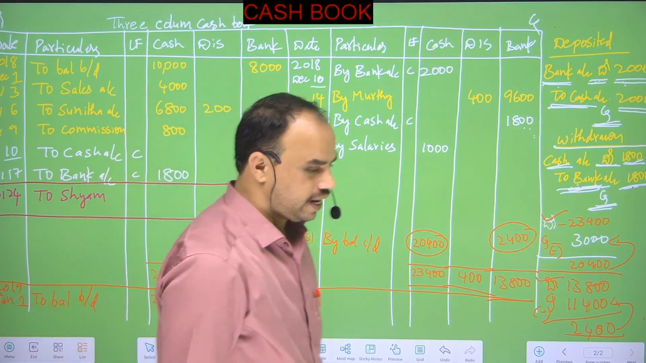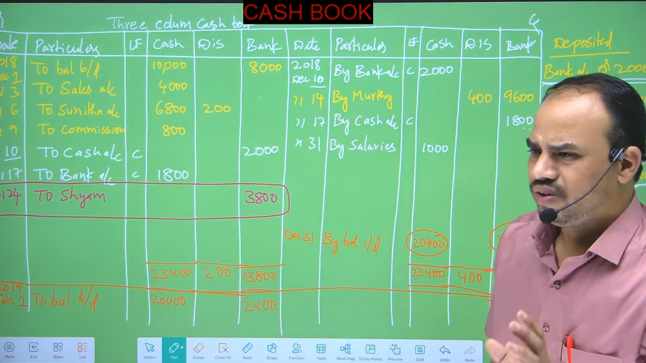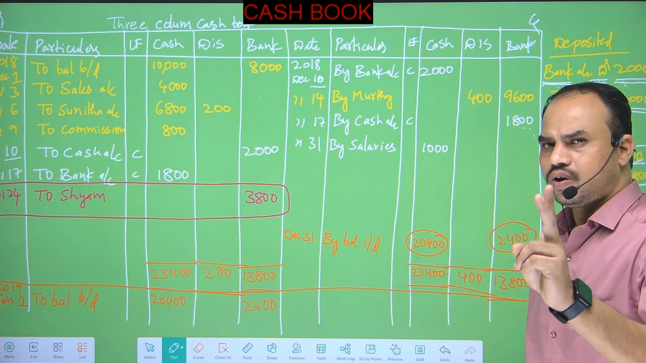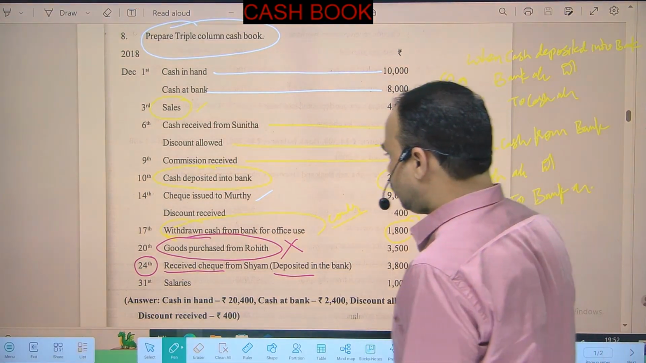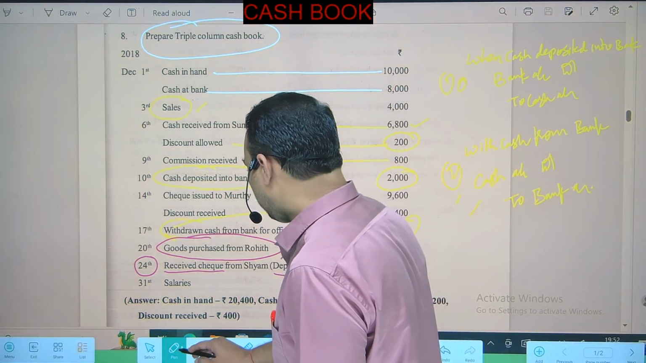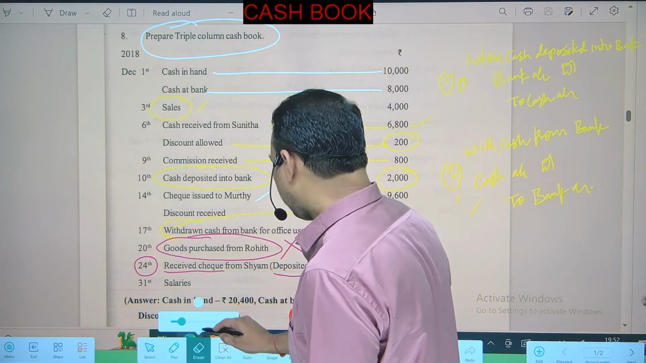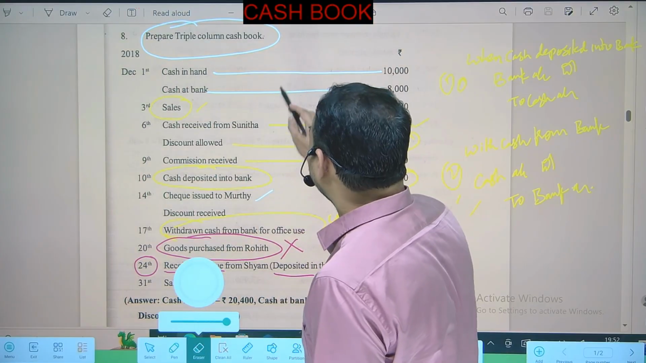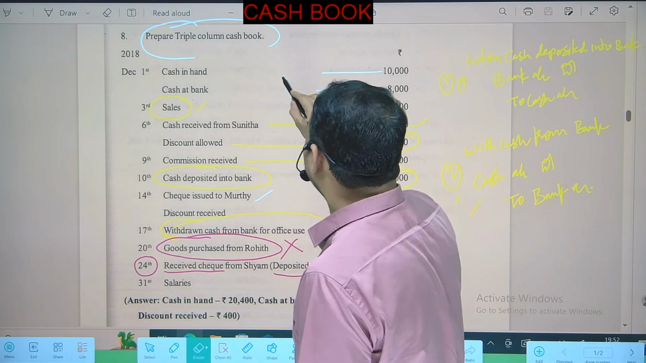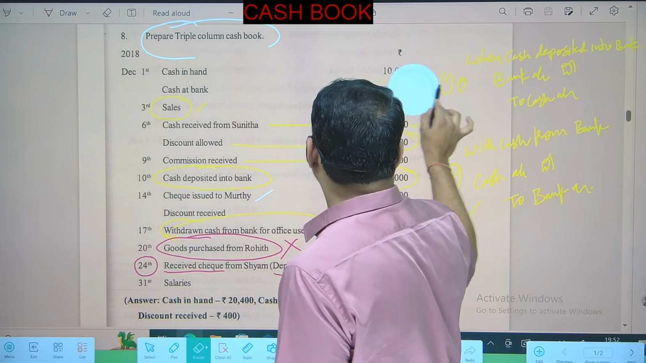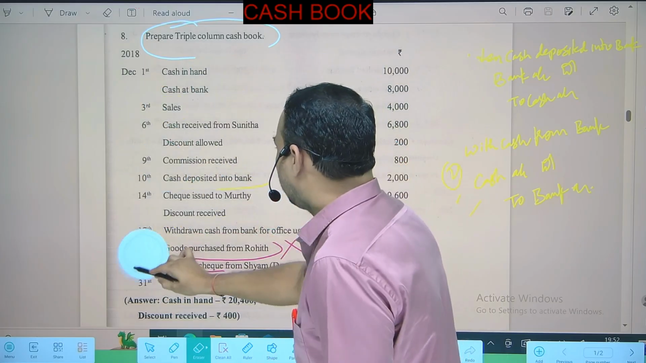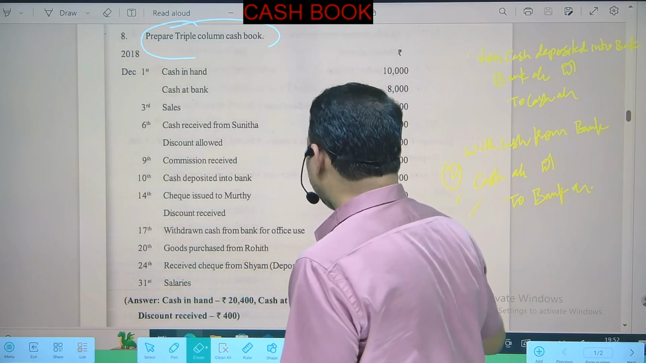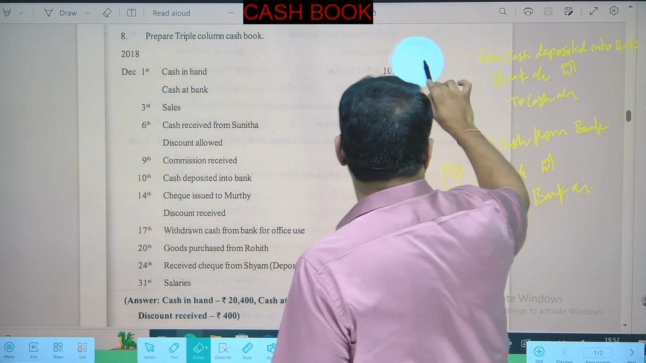This is how we have to do the problem. It is very easy. You only have to concentrate on two situations. I will tell you what the two situations are.